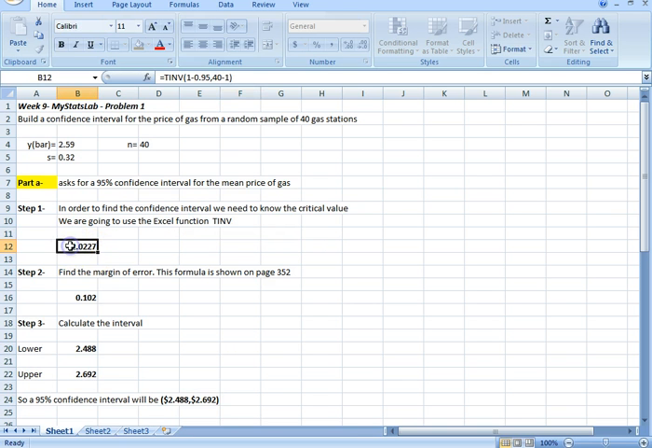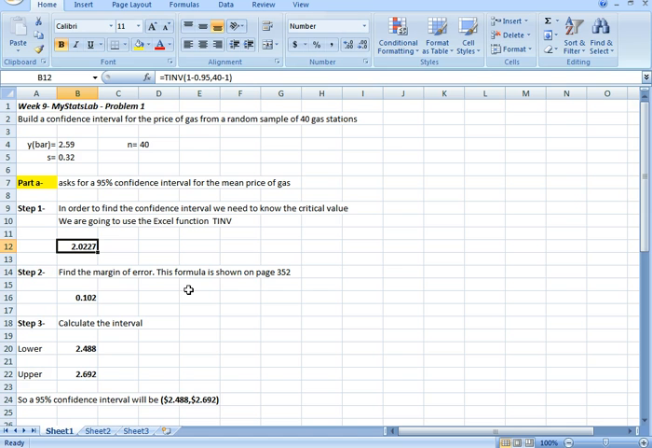Click on where I have already done the function, and you see at the top equals T.INV, and then I have 1 minus 0.95 for the 95% confidence interval, and 40 minus 1 for the degrees of freedom. Let that do the calculation for us. We come up with our critical value of 2.0227.